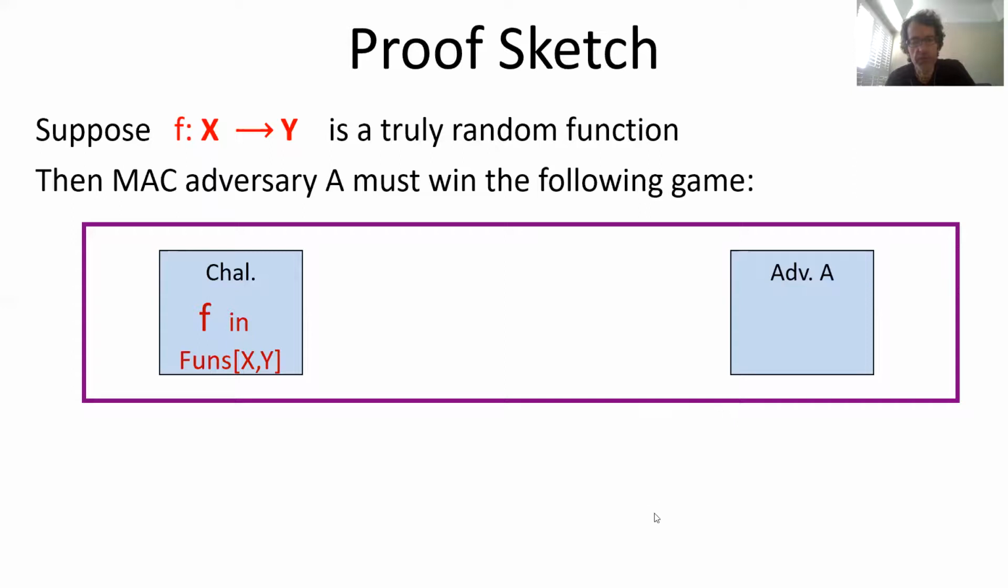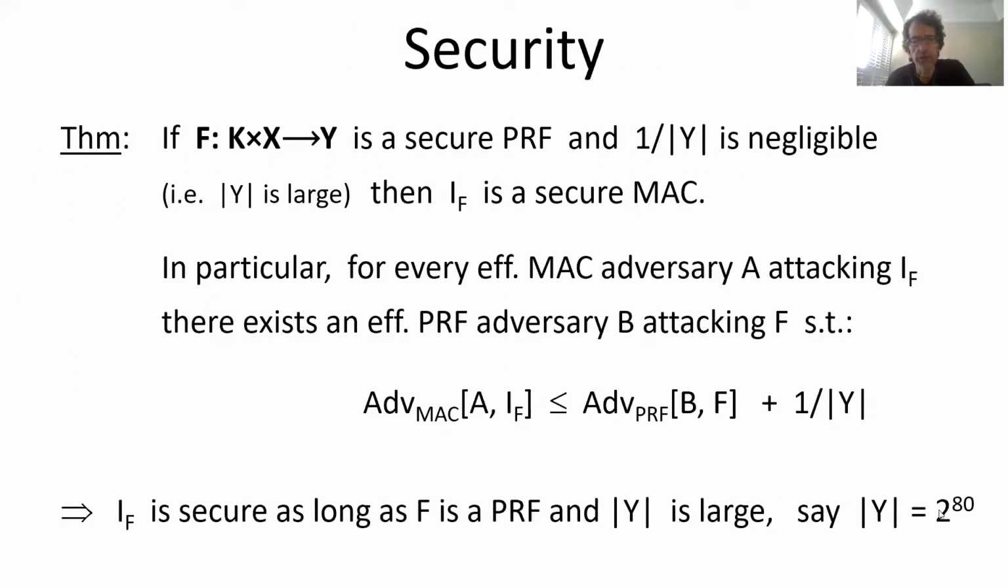How would you prove this? So, you know, even if you take DES, which has 64 bits of output, this is 2 to the minus 64. So that could suffice.